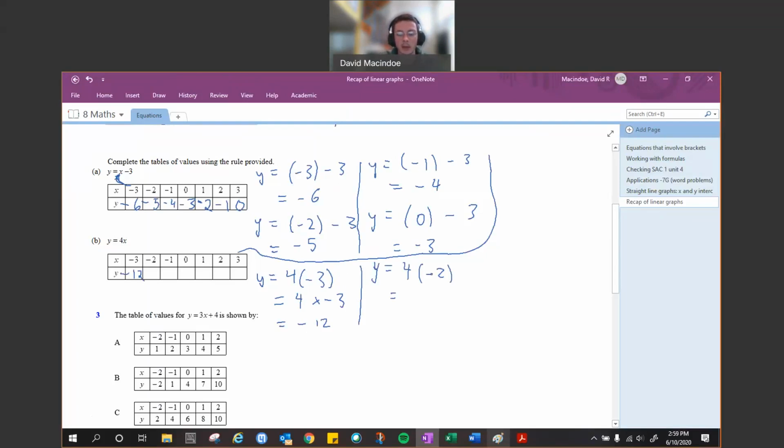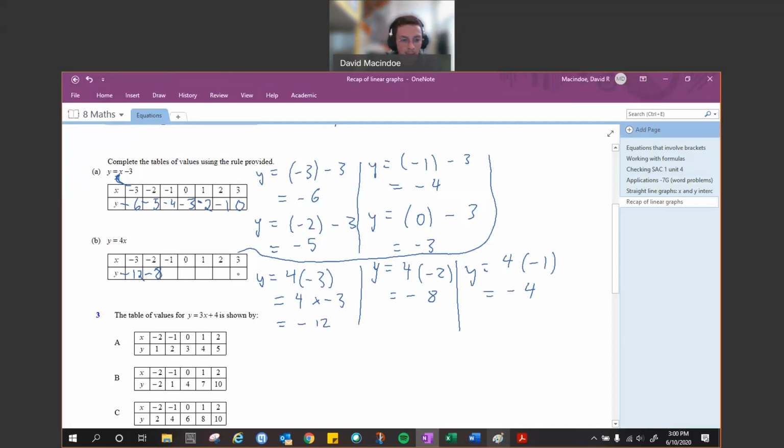So again, we're going to get a negative. 4 times -2, and 4 times 2 is 8. We get -8. Let's do another one. Y equals 4 bracket -1, and you get, well, 4 times -1 is just -4.